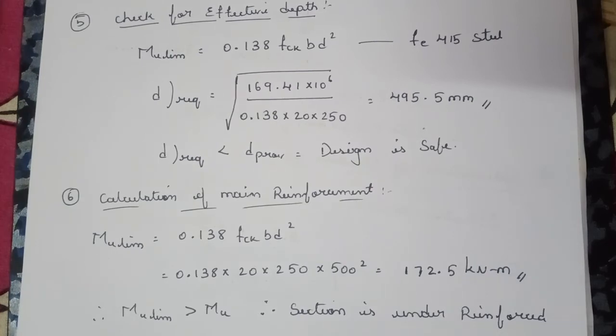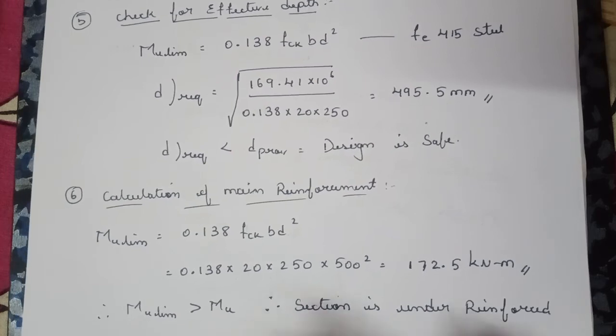Next comes calculation of the main reinforcements. Here we need to know whether the section is under reinforced, over reinforced, or the balance section. So for that we need to go with a check: Mu limiting equation and Mu you need to check. Here we are using the same equation we have used above. Here we need to substitute d as 500. So now you will get 172.5. So the limiting value is 172.5.